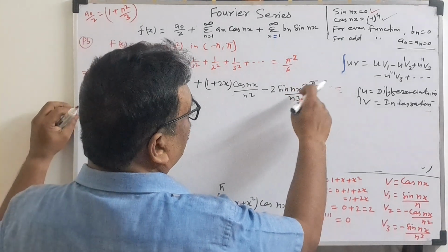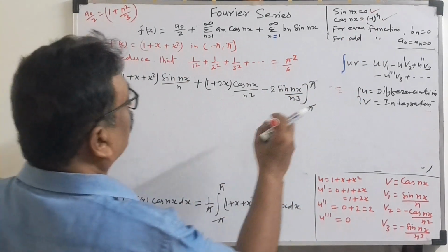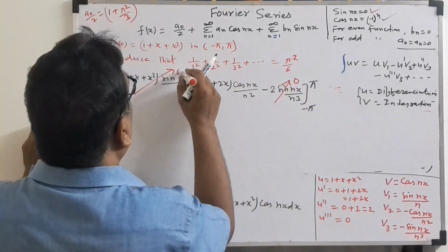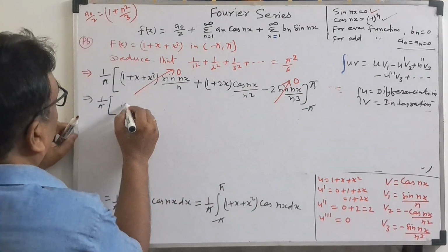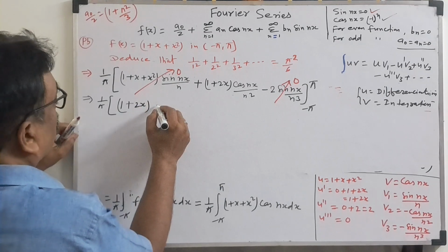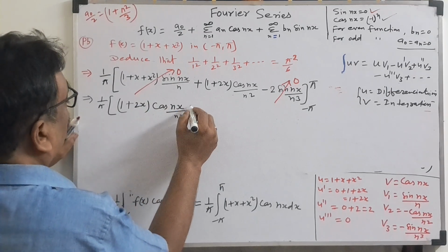Sine nx always will become 0. So this term will be 0. Here, the sine term will also be 0. So what is there? This term. So write this term separately: (1 + 2x) cos nx by n square.